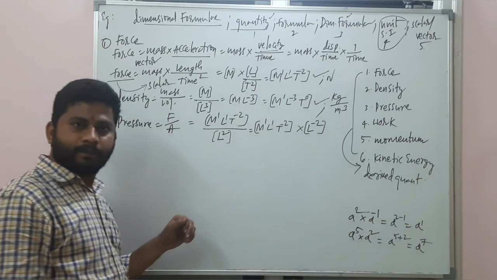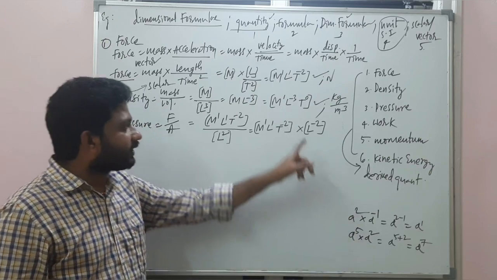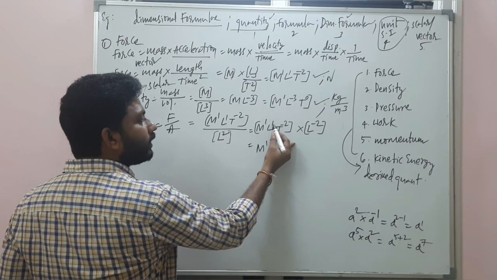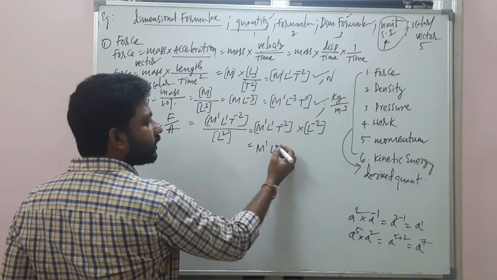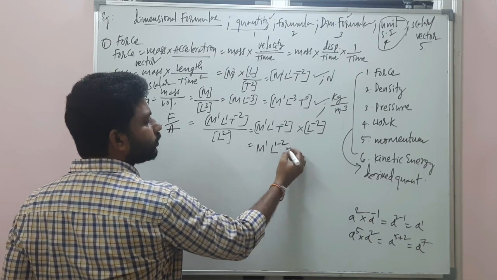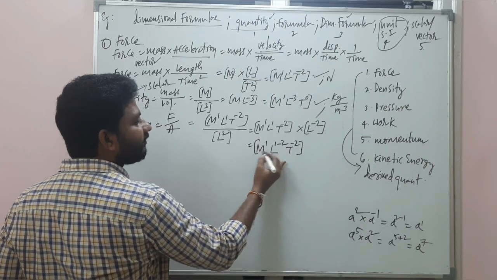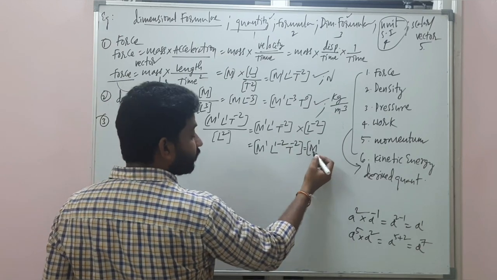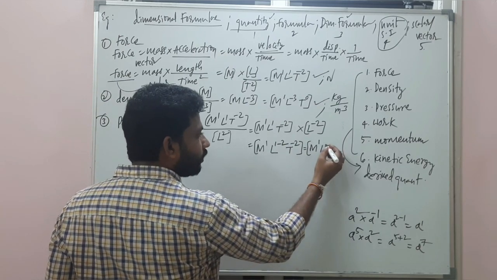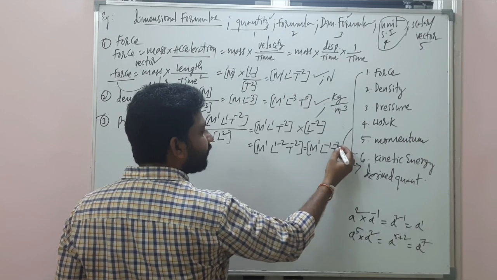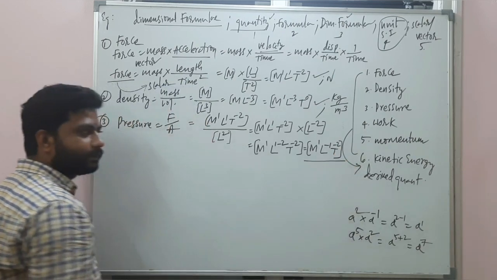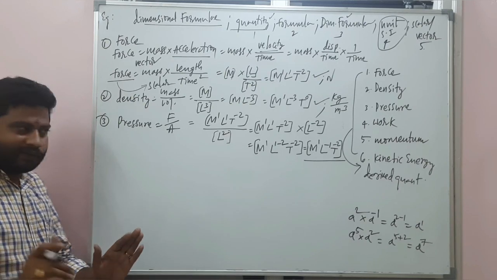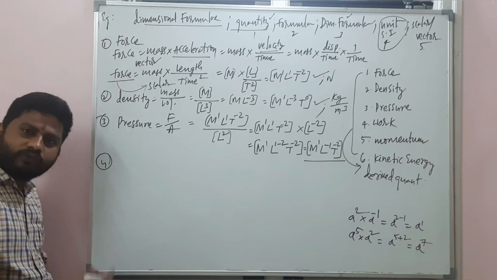According to this mathematics, I can write here M to the power 1, L to the power 1 into L to the power minus 2. So that will be L to the power 1 minus 2 into T to the power minus 2. And the final dimensional formula is M to the power 1, L to the power minus 1 and T to the power minus 2. Is it clear? Sure? Confident? Shall we move?